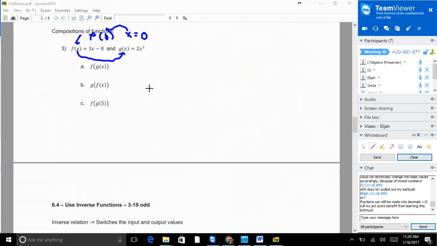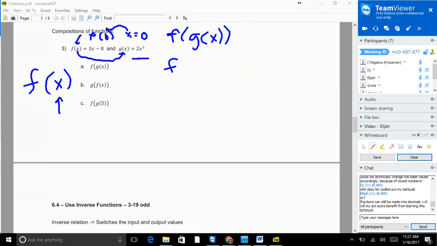So we've got f of g of x. The way that functions are written, f of x, this is basically what you're plugging in, right? x equals 1, x equals 100, whatever it is. In this case, we're plugging in g of x, and g of x is 2x squared. So instead of g of x, we're going to write f of 2x squared.